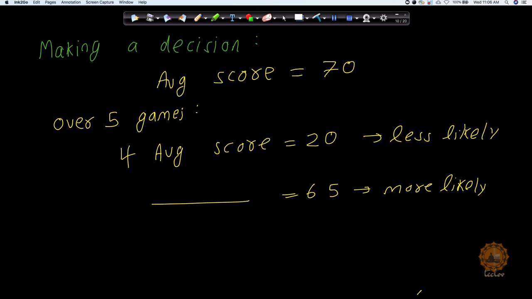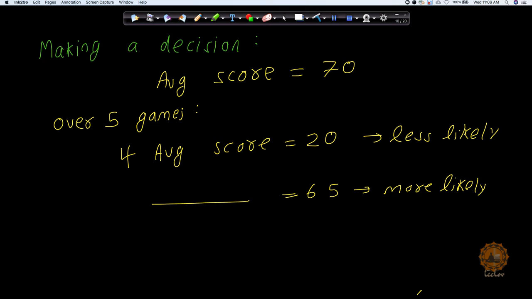Now, to test it, you said okay, fine, you are claiming this, but can you play 5 matches in front of me and then I will make some inference about you. So in that case, let's say I played 4 matches, and I got my average score as 20. Now 20 is the average score I got.